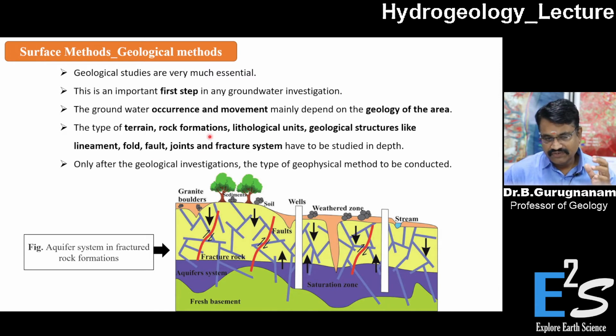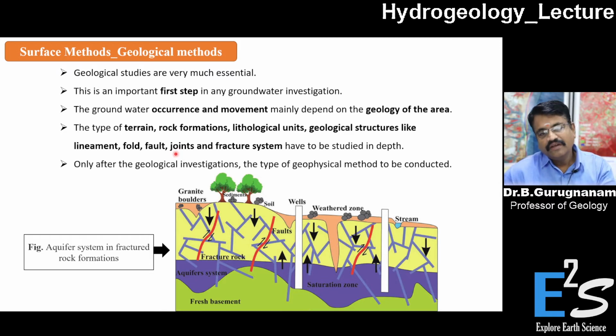So these act as a conduit zone through which the water will move down to reach the water table. These long linear natural features and folded structures, faulted structures, and joints, wherever the joints of two different rock formations or two different mineral groups are.